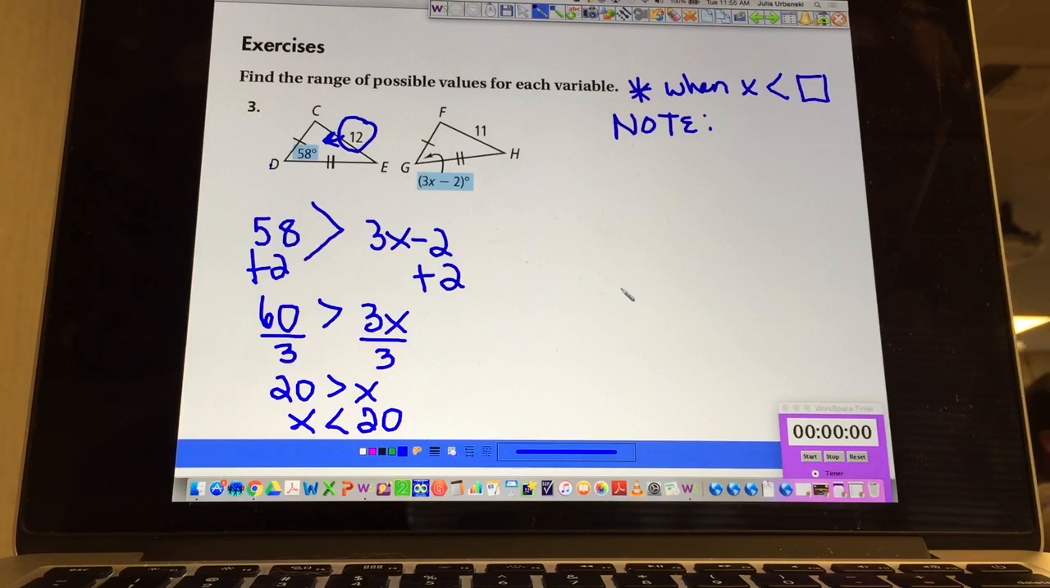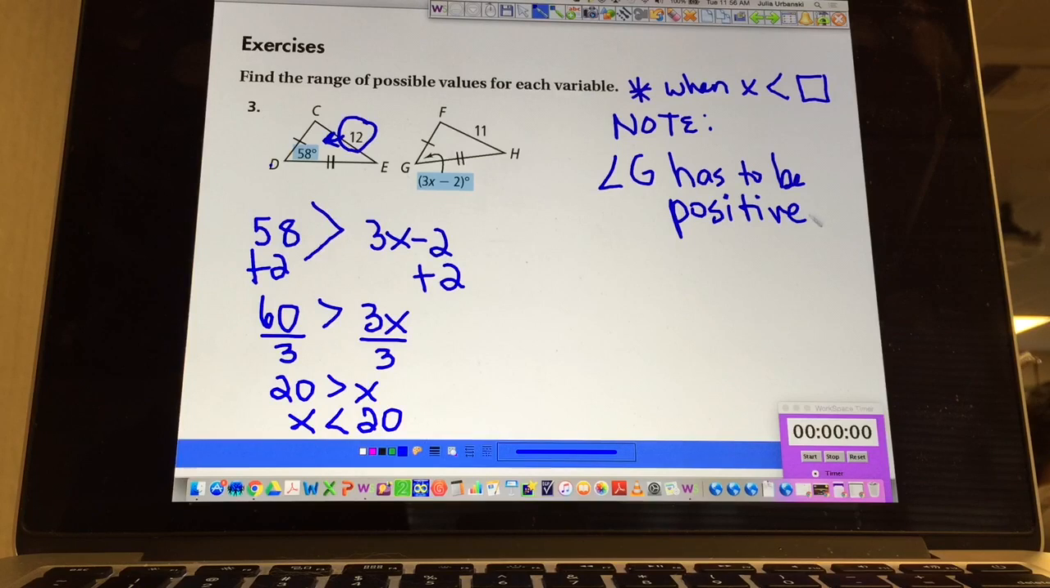Let's imagine that I said X was 0. 0 is less than 20. If I try to plug that in right here, 3 times 0 would be 0. And then if you do minus 2, you can't have a negative 2 as your angle. Do you see that? So whenever that happens, we have to get a bottom boundary. And we're going to do it this way. 58 is already positive, but angle G has to be positive.